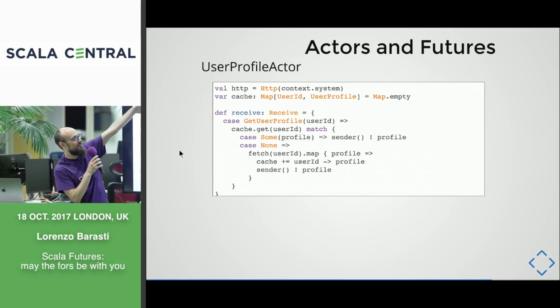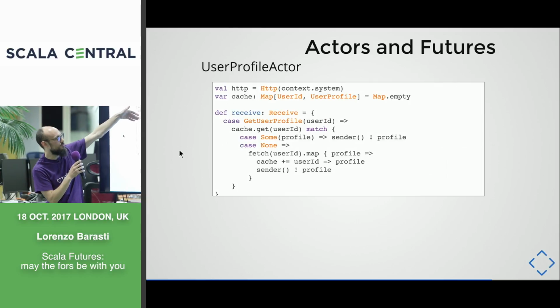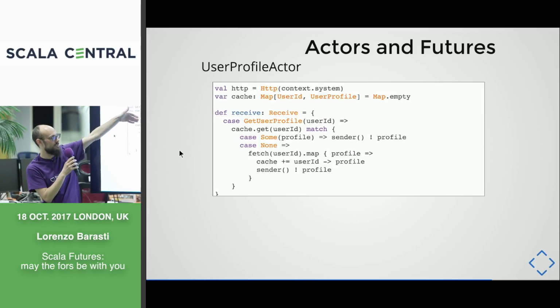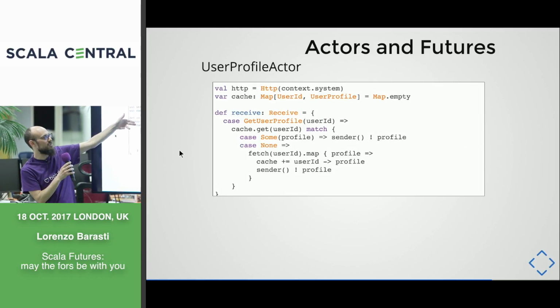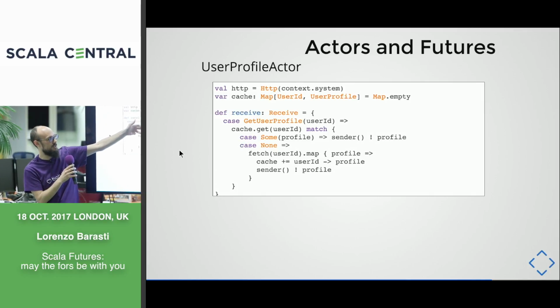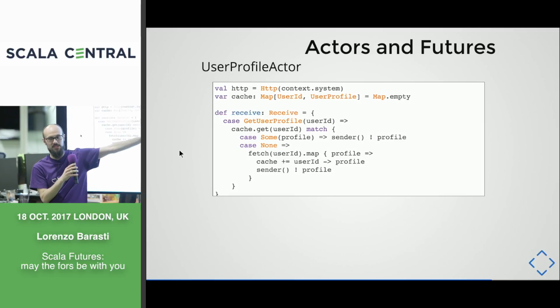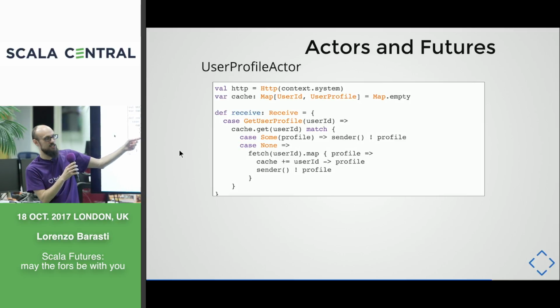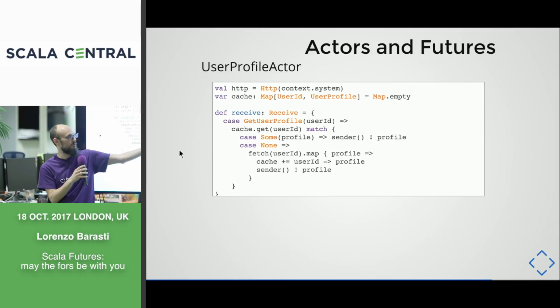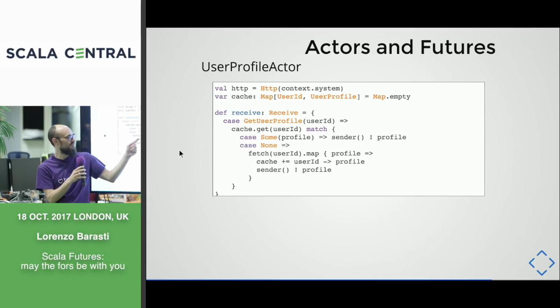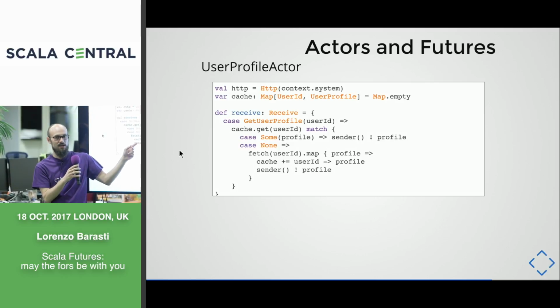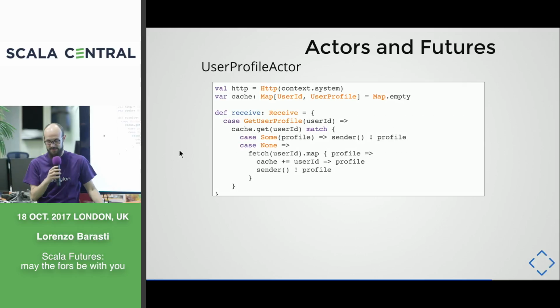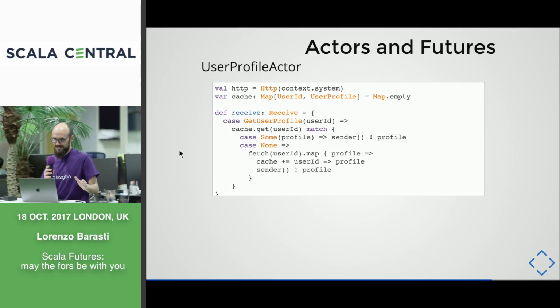So, the receive block for the user profile actor. We get a get user profile message. We look into our cache, which is a nice var. We either find a profile and send it back to the sender, or in case we didn't find anything, we fetch the user profile from the API. And then once we get the profile, we update the cache and then send the message back to the sender. Now, what's wrong with this?